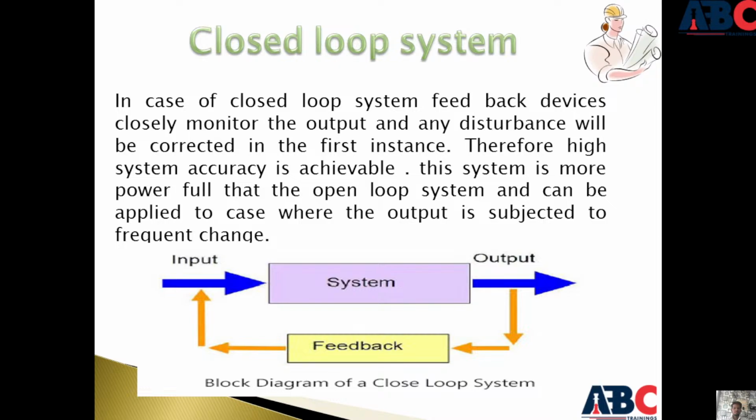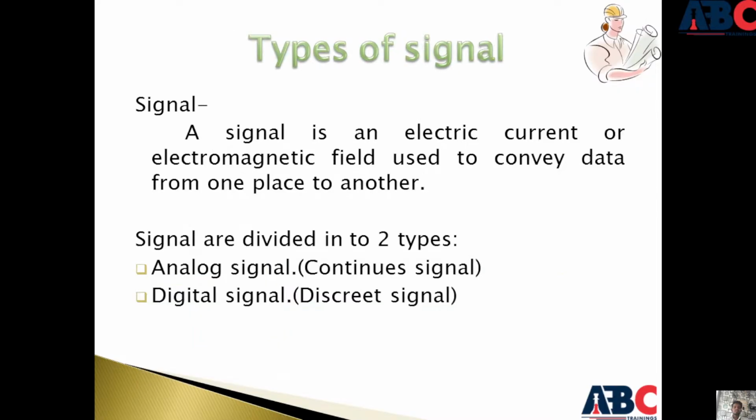Closed loop system. In a closed loop system, feedback devices closely monitor the output and any disturbance will be corrected in the first instance. Therefore, high system accuracy is achievable. This system is more powerful than the open loop system and can be applied to cases where the output is subjected to sequential changes.